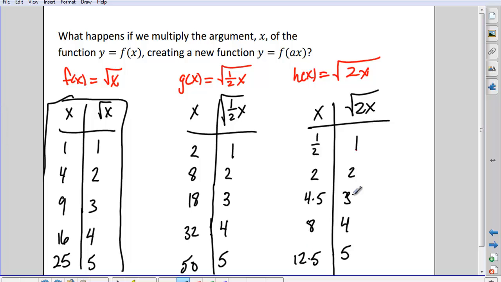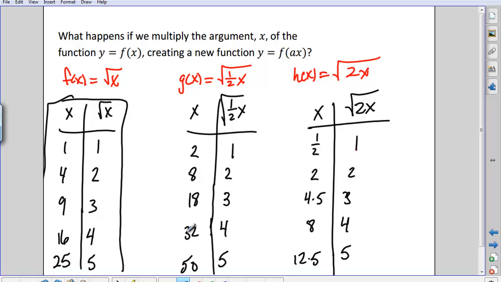And so, to get the y value 3, you need to take 9 and cut it in half to get 4.5. The same sort of thing happens with this table right here with the 1/2 x, where to get the same y values as the original graph, we needed to double all the x values.